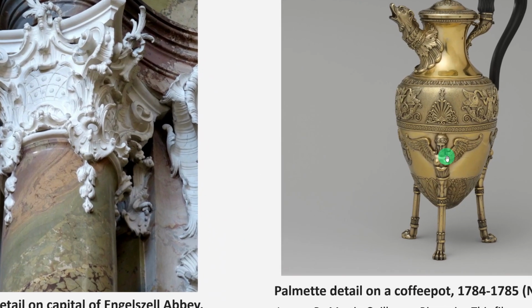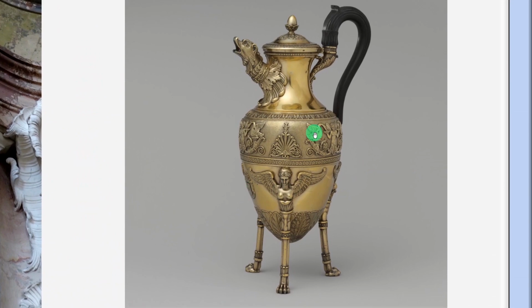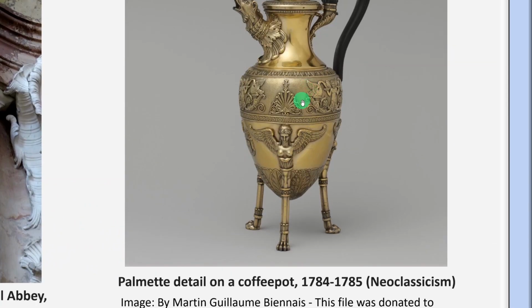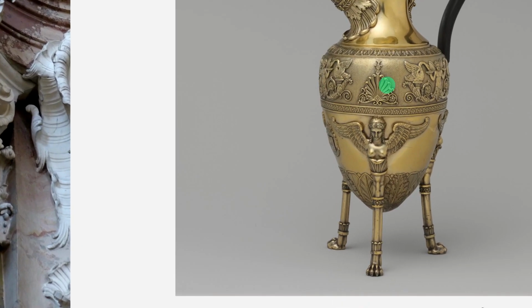Then this one we have from the neoclassical period. Neoclassicism basically means new classicism, where again the artists were looking back at classical antiquity for inspiration. So this is the Palmette, which is very similar to what we had during the art of classical antiquity.